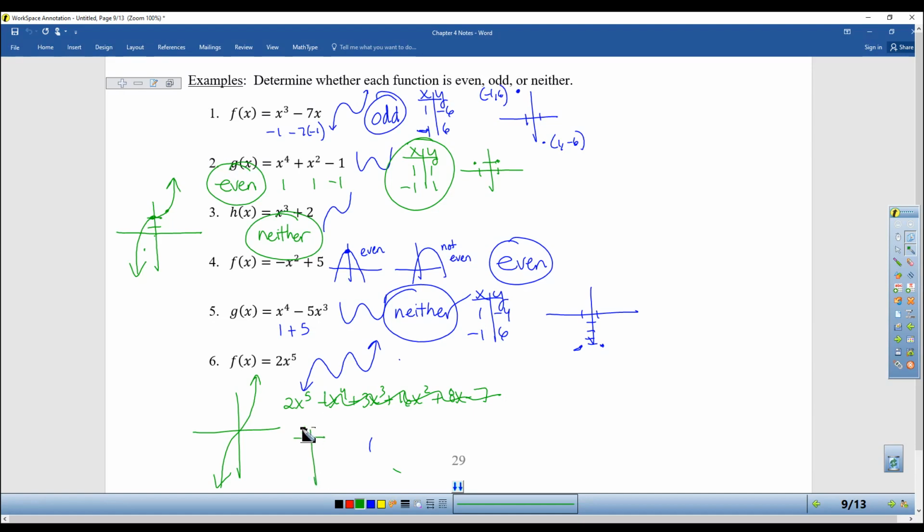And if you want to just double check, then when x is 1, you get 2. So (1, 2) is up there. So -1 should make -2. And -1 does make -2. So this is definitely odd.